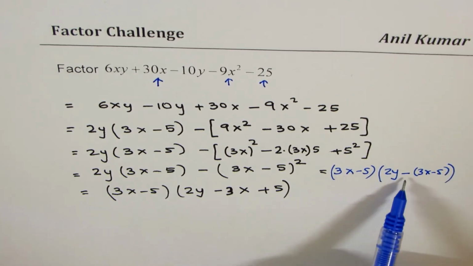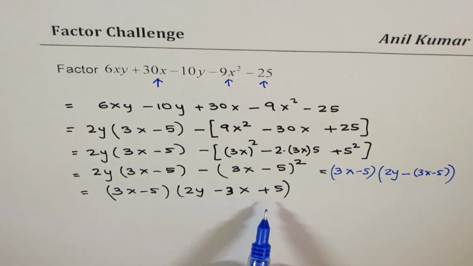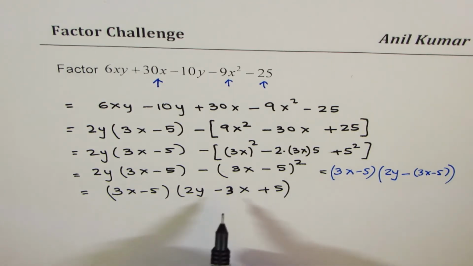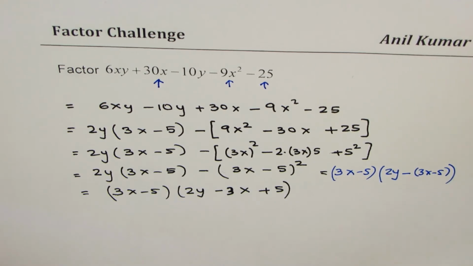So when you open this bracket, you get plus 5. That is kind of important to understand. I hope this step is clear, right? That is how you're going to factor this. If you want, you can rearrange. Okay. Next question here is the cubic function.